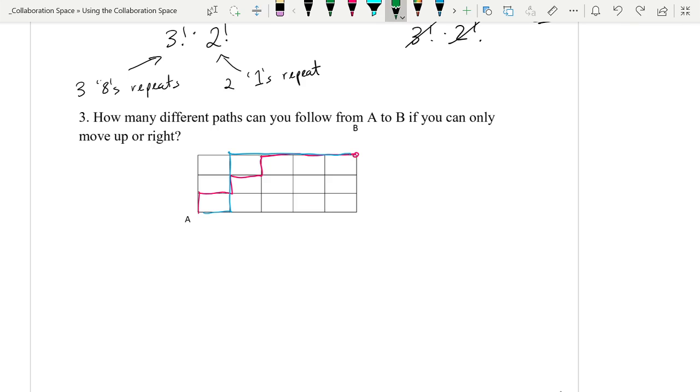Well, here's something that they all have in common. Notice that the red path that I just drew here, how many times do you move up? You move up 3 times. How many times do you move to the right? 1, 2, 3, 4, 5. You move right 5 times.